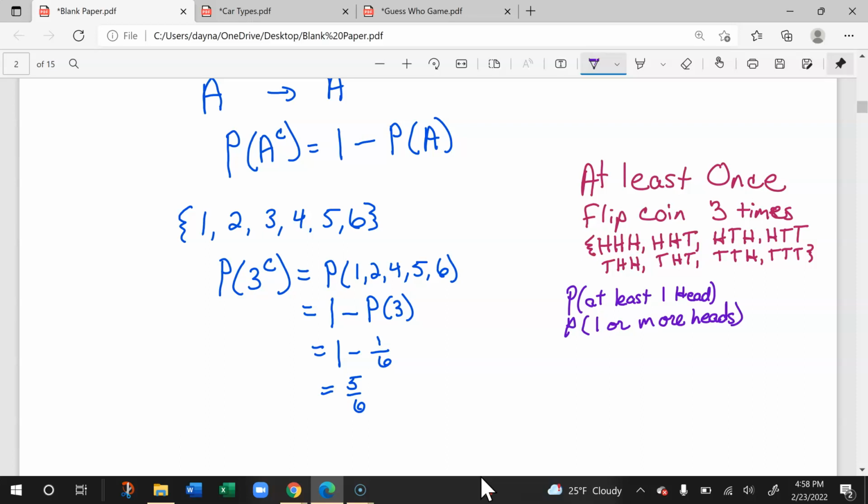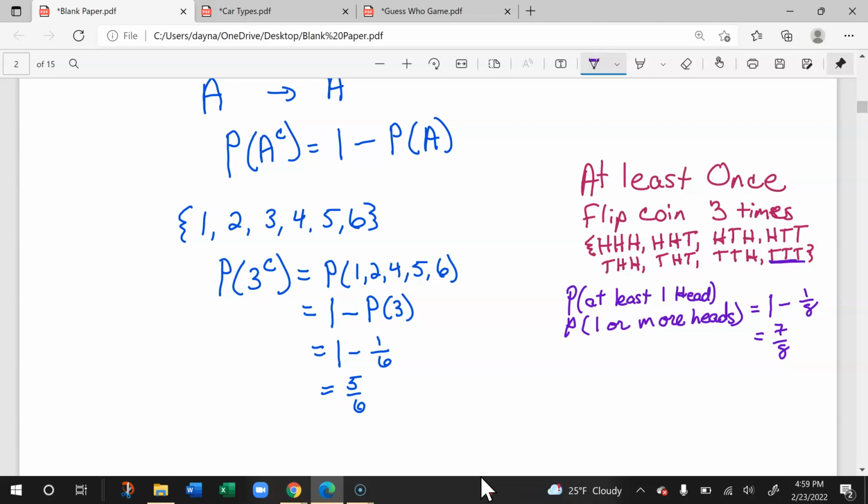Now, if I only have 8 options, I can count those up. But what if I have 20 or 30 options? I can't always count them up. So what I can do is, I know that there's only one way that I'm not going to get at least 1 head. It's where I get all tails. So I can do 1 minus 1/8, and 1 minus 1/8 is going to give me 7/8, which is 1, 2, 3, 4, 5, 6, 7. I have 7 different outcomes that will give me at least 1 head.